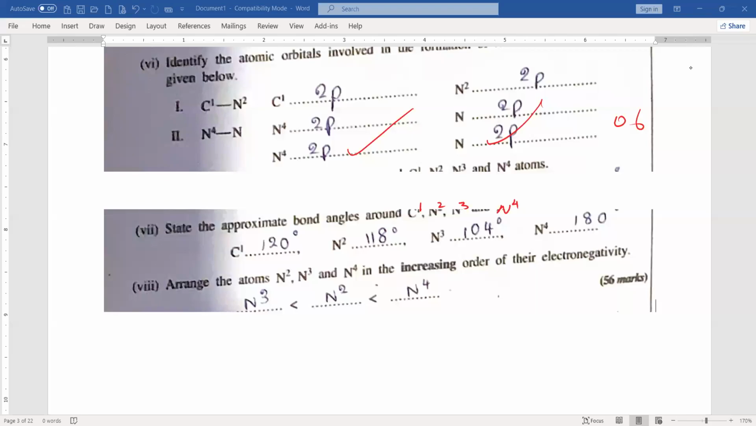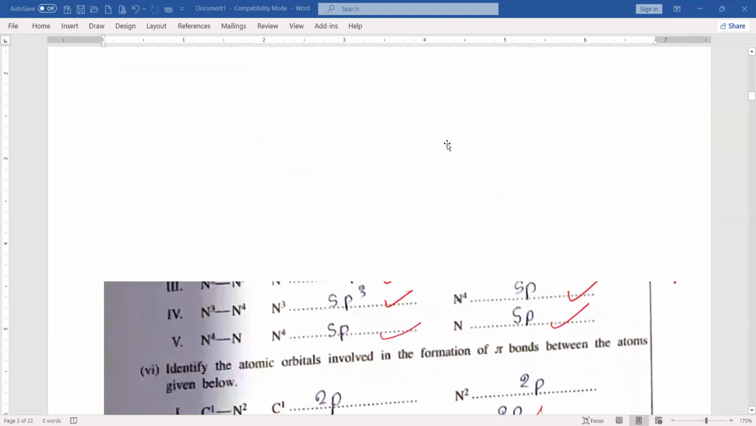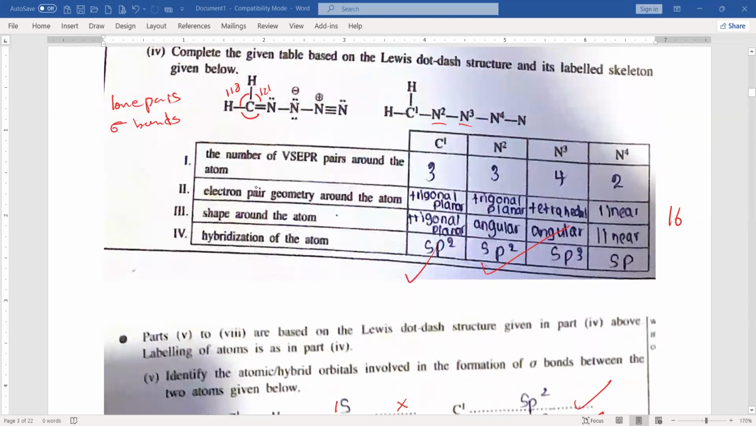You can write it as 119 or 121. So anyway, you will get marks for this. And next one, again, N2. In the case of N2, we have a lone pair. Because of the presence of this lone pair, the bond angle may be 118. Again, plus or minus 1, you will get marks. But anyway, it is better if you mention that as 118.